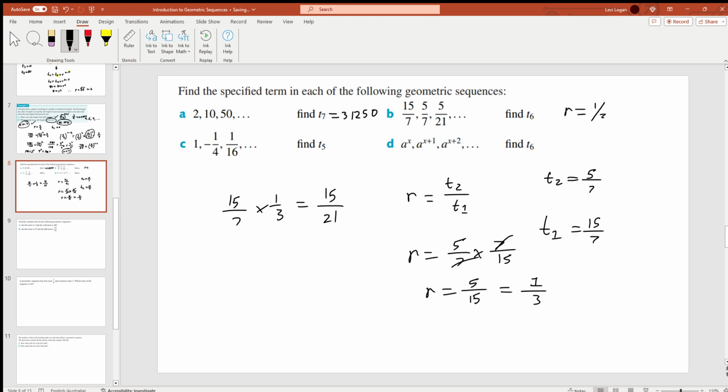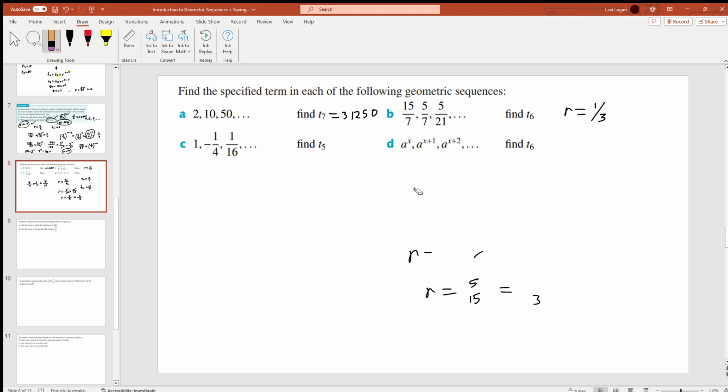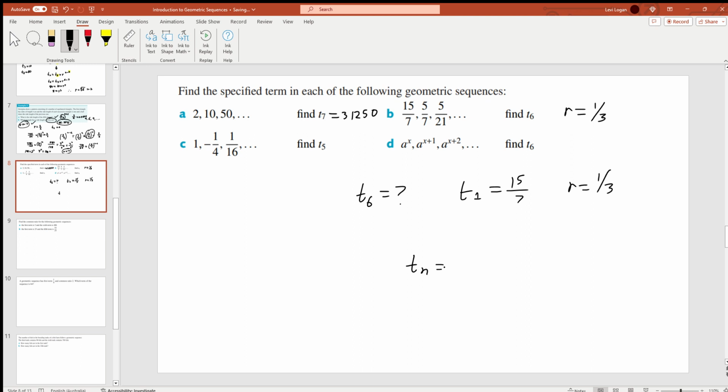So r is 1/3. But that's not the question answered because the question's asking for the 6th term. So, rub this out now. t of 6 is what we're trying to find. We've got t of 1 is 15 on 7, and r is a third. And we have this formula here: t of n equals t of 1 times by r to the power of n minus 1. So therefore we have t of n equals 15 on 7 times by a third to the power of n minus 1. Then you're going to plug in 6.